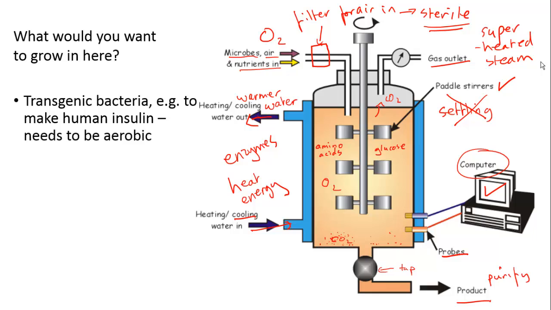Thank you, superheated steam. Transgenic bacteria aren't the only things you might want to grow in a fermenter. There are two other things that you need to think about for GCSE. That is yeast in brewing. Now, that's a paper 1 topic. We're not going to cover that in this video.